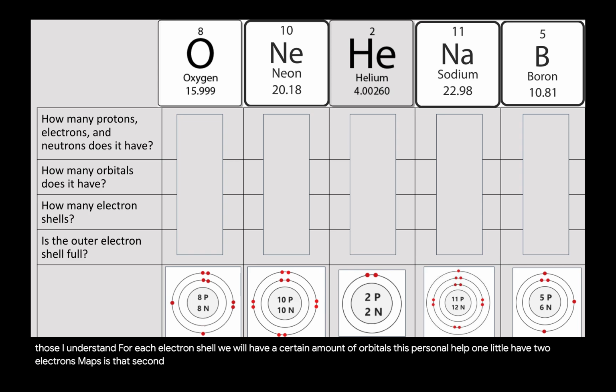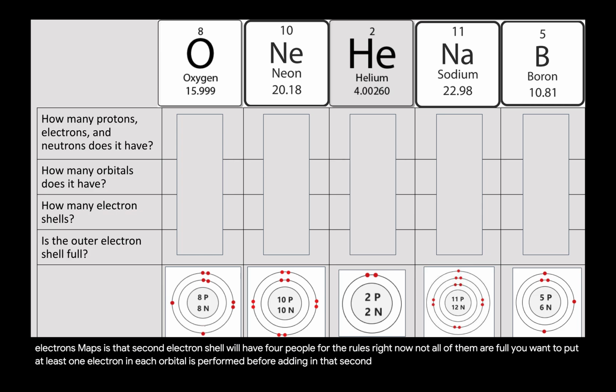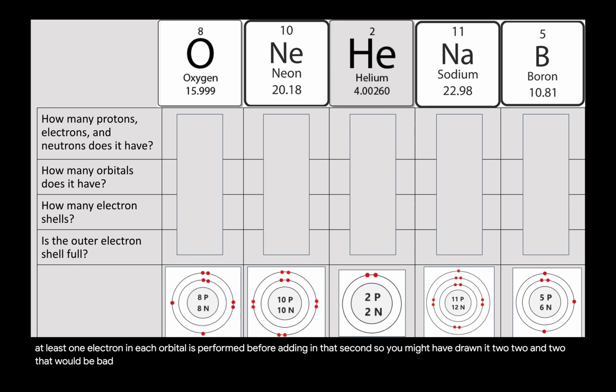That second electron shell will have 4 different orbitals. Now, not all of them are full. You want to put at least 1 electron in each orbital if you can before adding in that second one. So you might have drawn it 2, 2, and 2, but that would leave an orbital that's empty. And so I would split one of those so that all orbitals contain something. This is kind of how they behave.